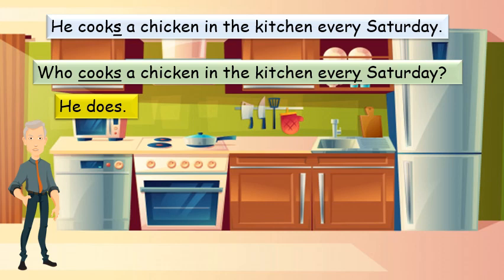He cooks a chicken in the kitchen every Saturday. Who cooks a chicken in the kitchen every Saturday? He does. Now, change he to I. Watch what happens with the verb cook. I cook a chicken in the kitchen every Saturday. The question is the same. Who cooks a chicken in the kitchen every Saturday? I do.